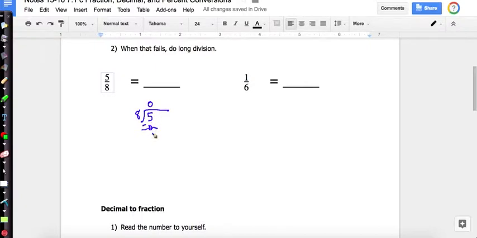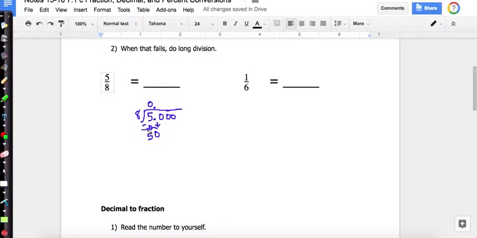5 minus 0 is 5. Now, when I have nothing to bring down, I put a decimal after this number and I bring the decimal straight up. What I like to do is add 3 zeros. Usually if I add 3 zeros, I'm in good shape. Sometimes you might have to add more than that, but 3 to start with is always good.